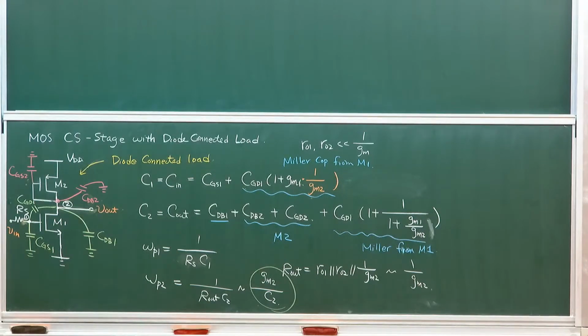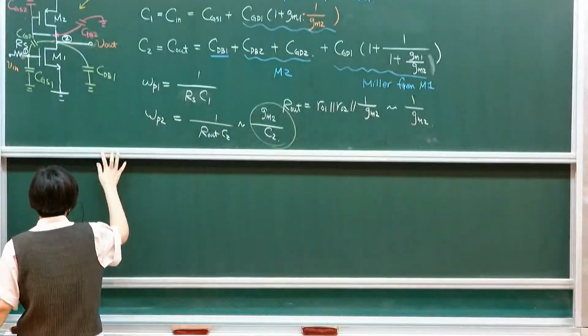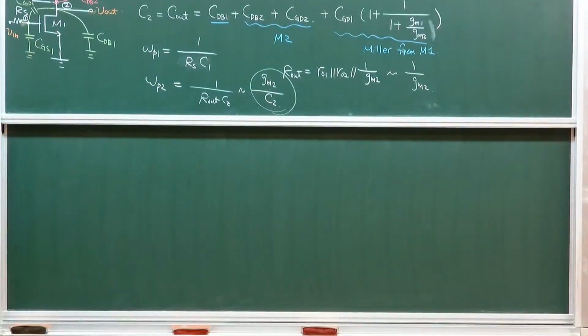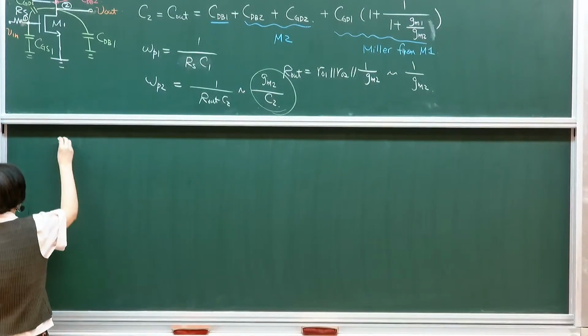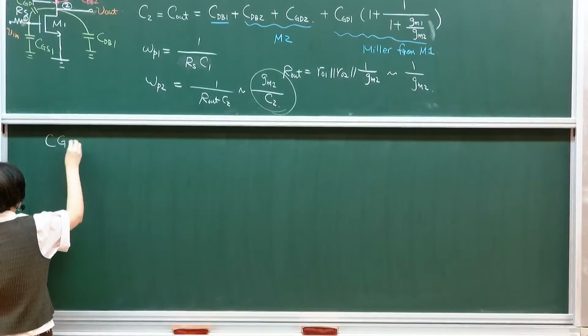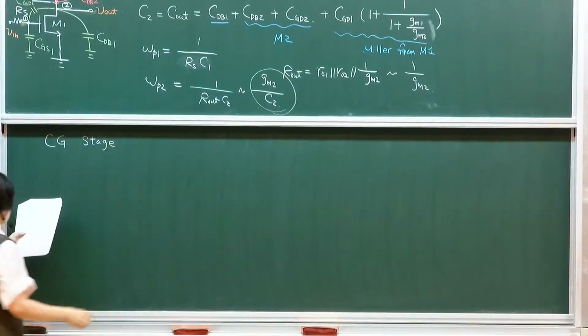Okay, so we sort of finished our first circuit, which is a common source stage. And then we're going to look at common gate. Common gate is fairly unique. One of the features of common gate, I'm just going to draw a circuit. For a common gate stage, you do the same thing: you draw the circuit first.